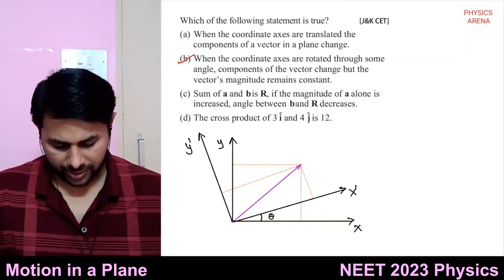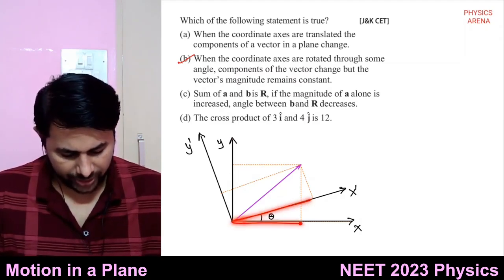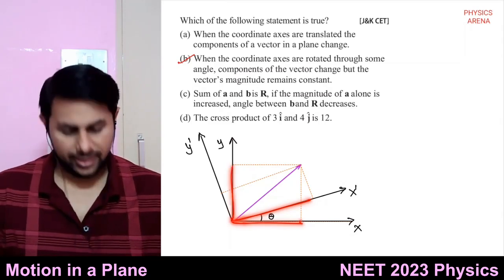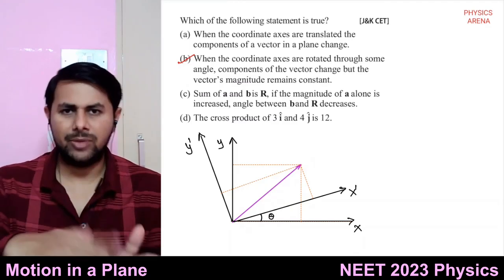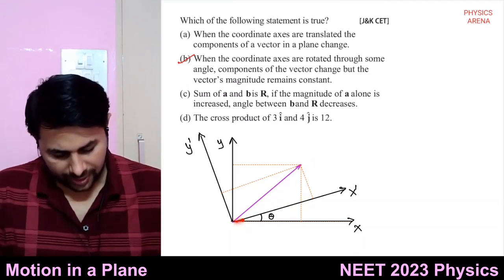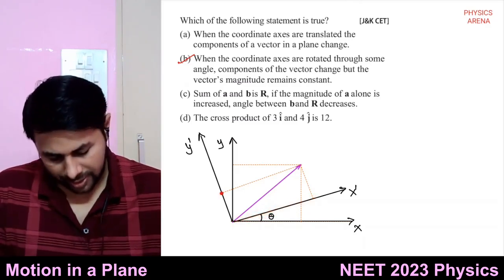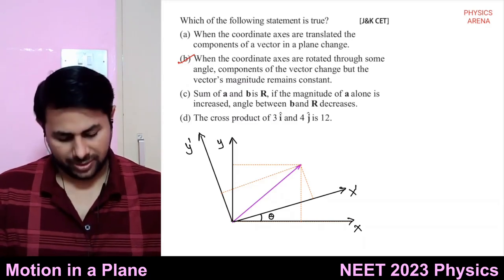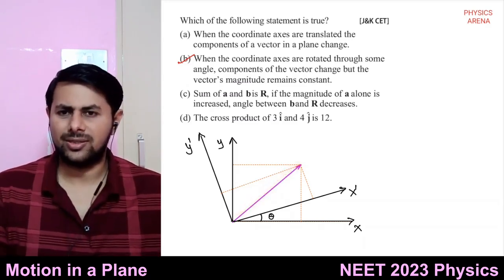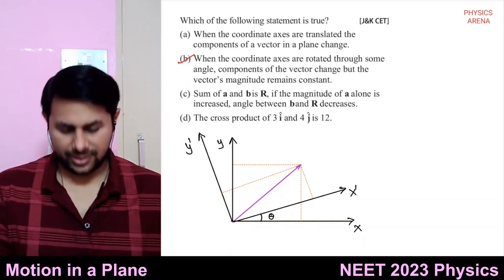The sum of x square plus y square, the x component square plus the y component square, is the square of the length of this vector. Similarly, even if you rotate the coordinate axes, the new x component square plus the new y component square will be equal to the square of the length of this vector. This is clear? Yes, sir. So that's why the answer is B.